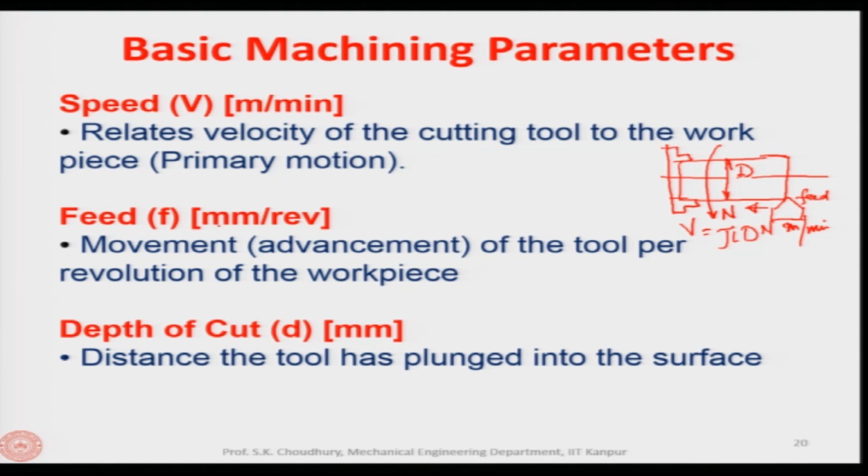Feed is given in millimeter per revolution, and this refers to the movement or advancement of the tool per revolution of the workpiece. As I explained here, that means in one revolution of the workpiece, how much the tool has moved in this direction. If you are giving the feed in this direction, how much has the tool moved when the workpiece has made one rotation. This is particularly applicable to the turning process, okay, and we will come to milling and drilling also. In case of milling, it is a little different because there are teeth, so we will discuss it separately.